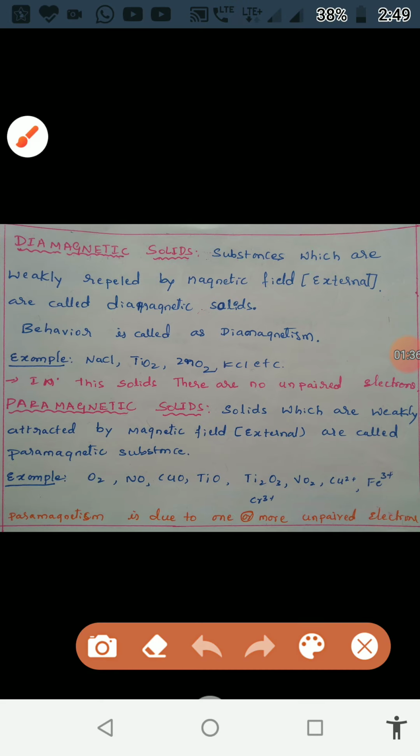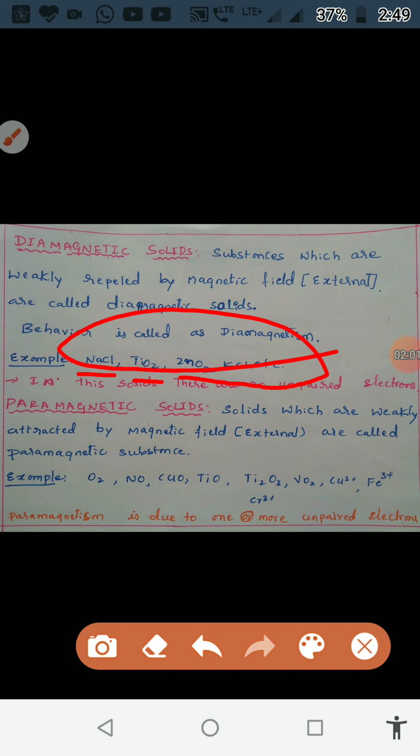So let us take first, that is diamagnetic solid. Diamagnetic solid means the substance which is weakly repelled by the external magnetic field. They are called as diamagnetic substances, and the behavior of this type is called as diamagnetism. Examples for diamagnetic substance are sodium chloride, titanium oxide, zinc oxide, KCl. These are all examples for diamagnetic substance.